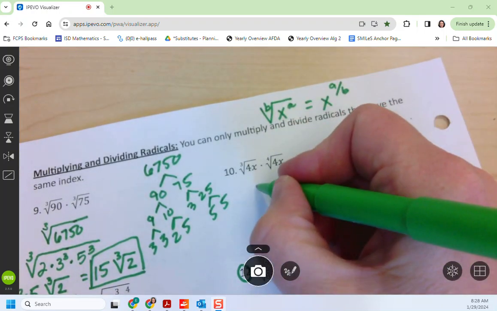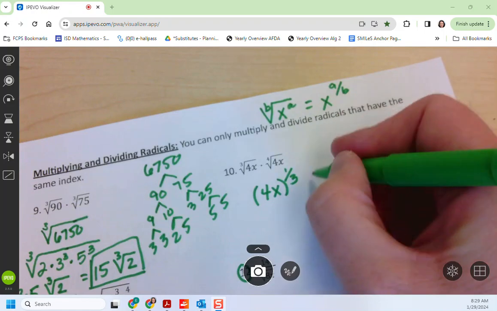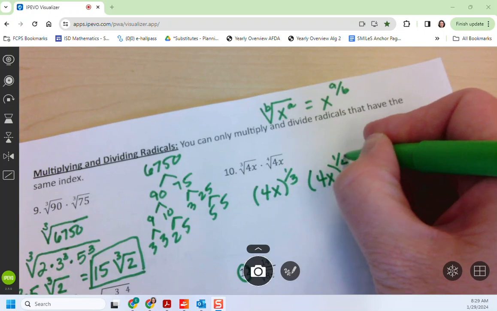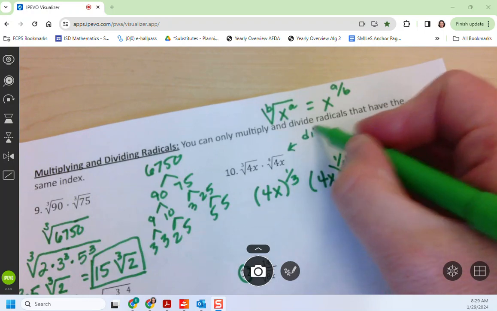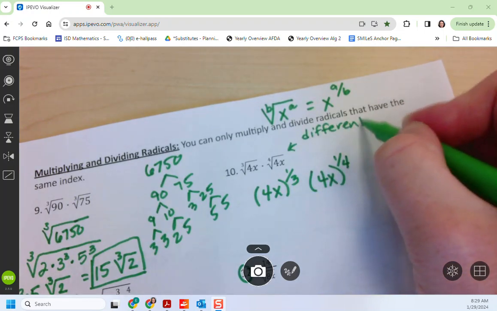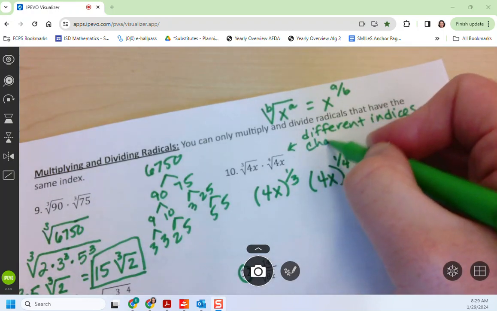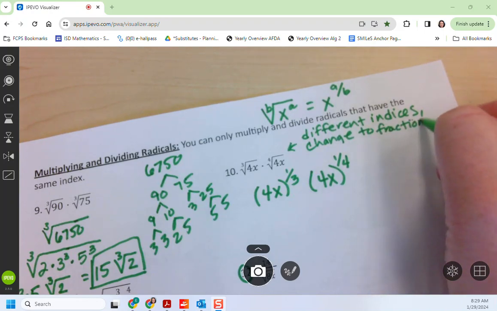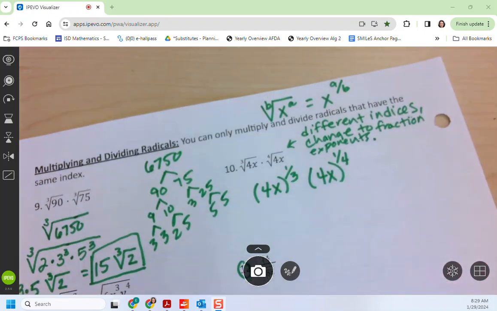So here I can write this one as 4x to the 1/3. Remember, the 3 would be the denominator, times 4x to the 1/4, like this. So when you have different indices, then you want to change to fraction exponents. I think this problem ends up being a pretty long one.